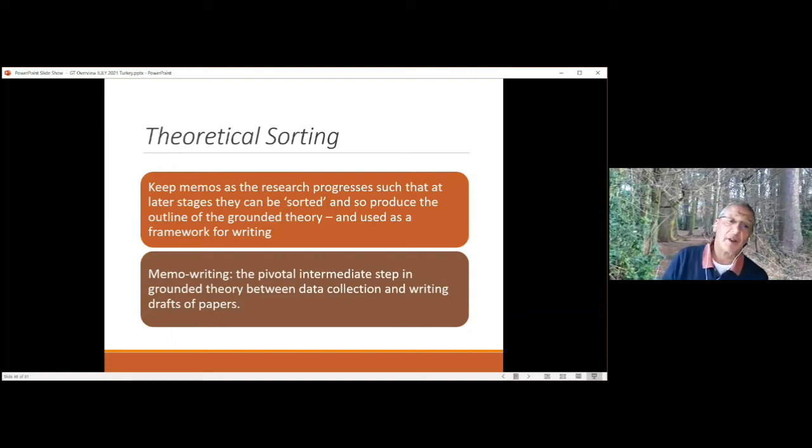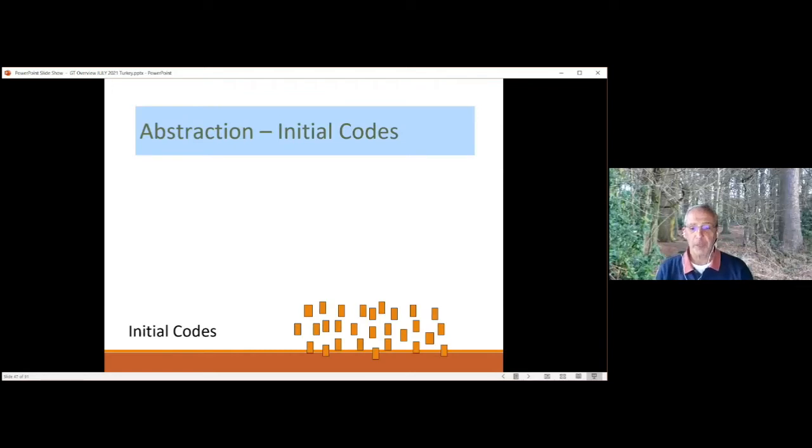And one of the things that Glaser and Kathy Charmaz say, and I'm never quite convinced about this, is that you can actually use your memos, and then when it gets to publishing, you can put them in a sequence and sort them, and it will then give you a structure for your PhD thesis or your paper submission. It doesn't work for me, it may work for other people. But what we're doing in grounded theory then is the following.